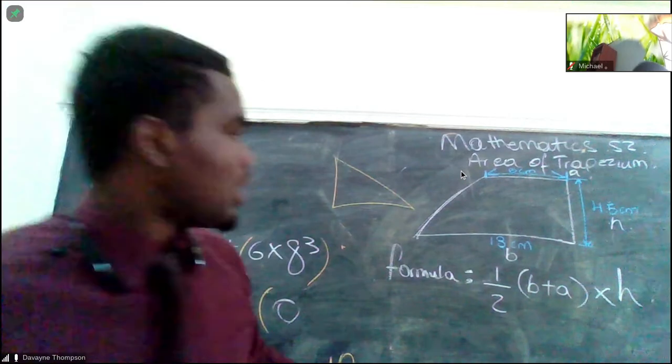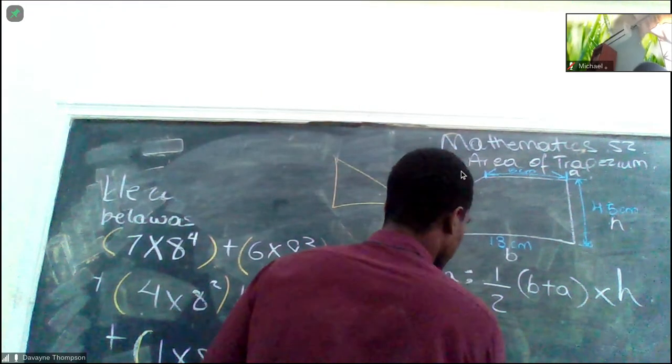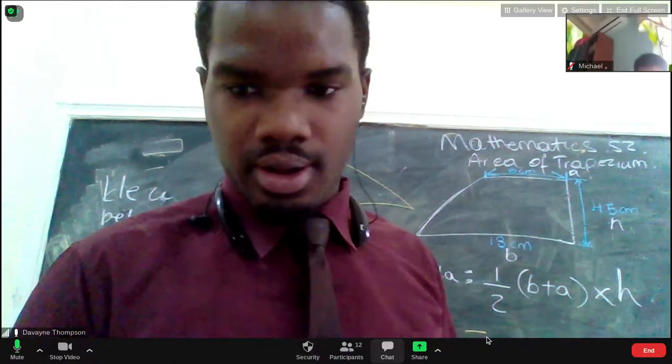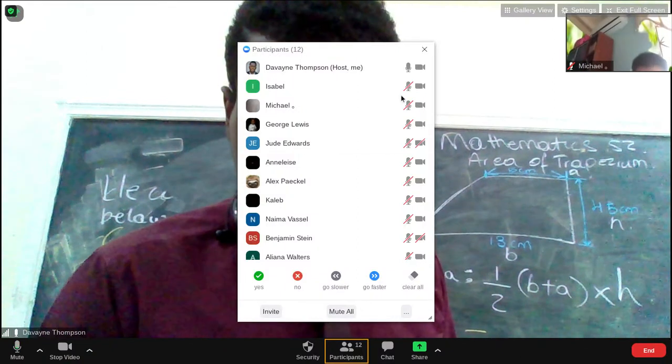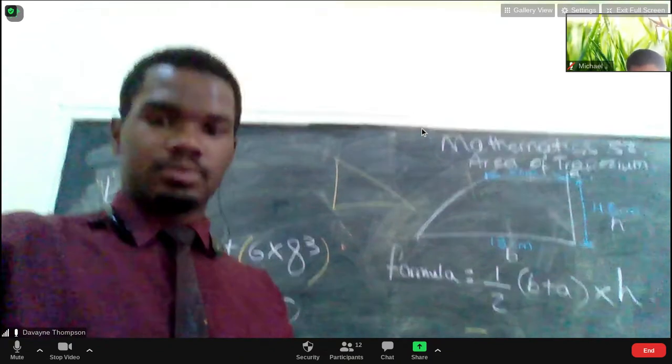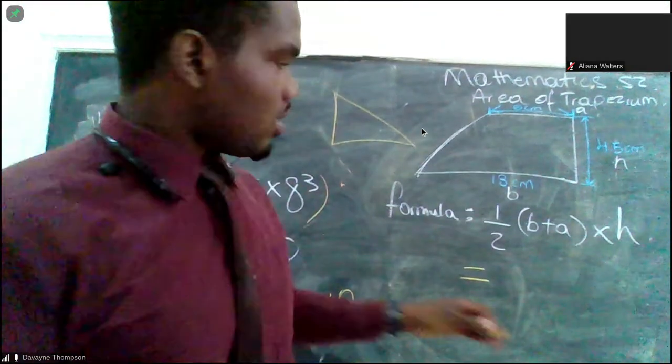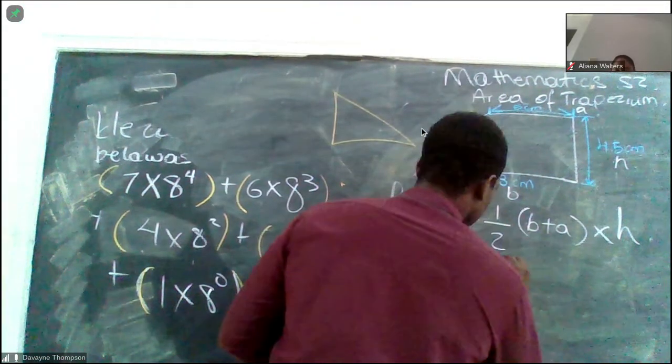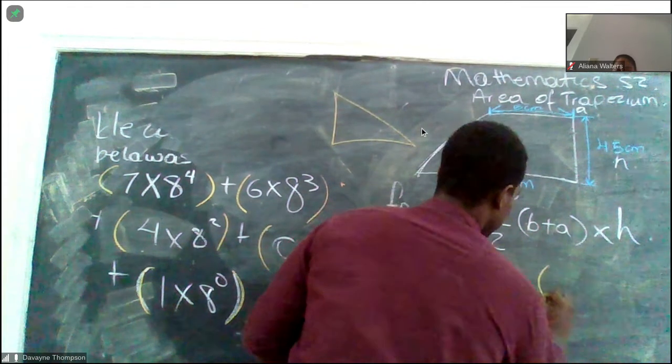Okay. Now I want somebody's help. Let me call on Aliana. Tell me what to write now. What is the b? So I'm going to say half times b. What's b?